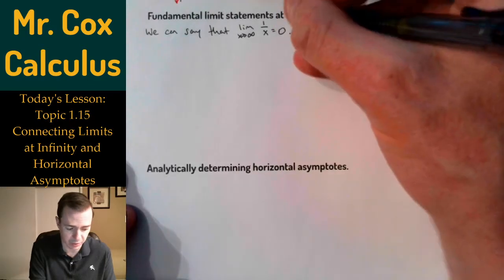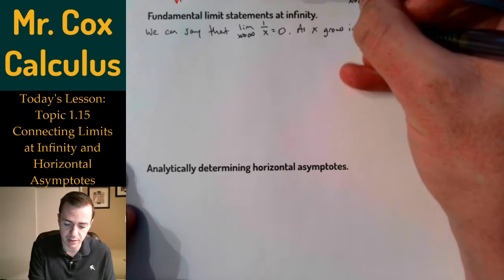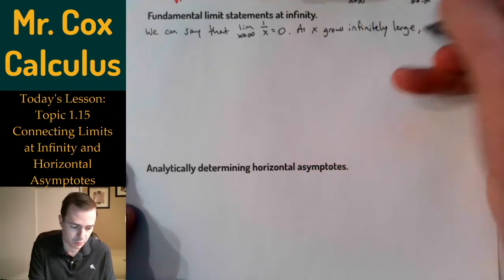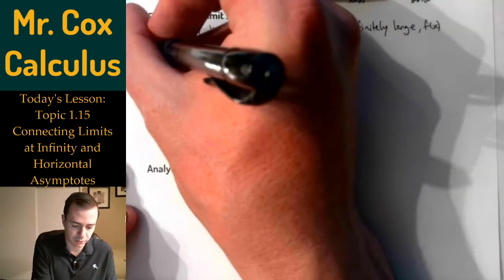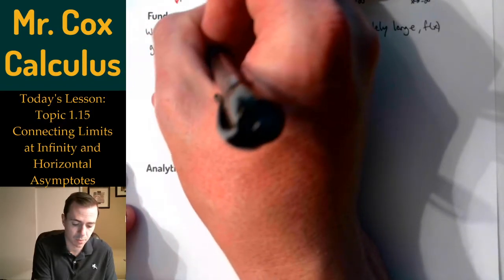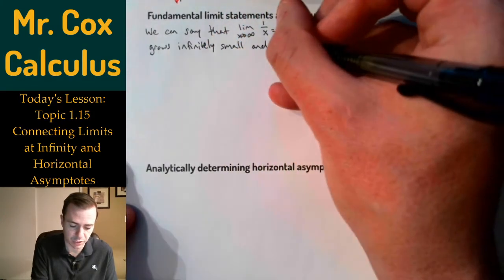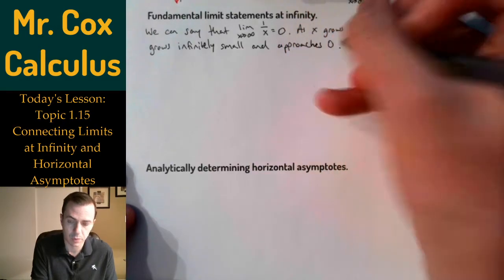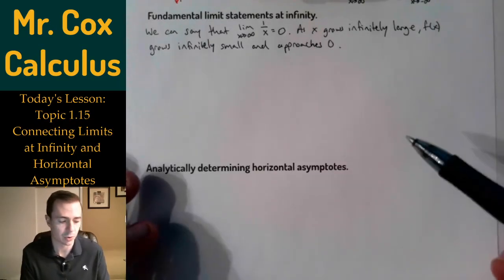As x grows infinitely large, f of x grows infinitely small and is in fact approaching 0. So as x gets really large, 1 over x gets really small, and in fact it's approaching 0.